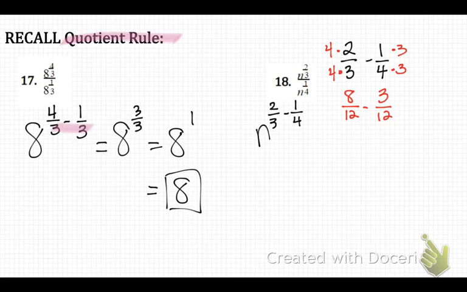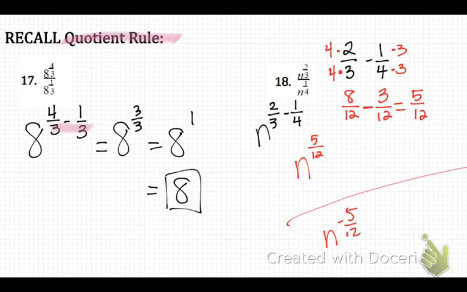Do you agree with that? Yes. What is 8/12 minus 3/12? Oh, it's minus. What do I get? 5. Good, 5/12. So that means my answer is going to be n to the positive 5/12. What if I had a negative for that? Can't do it. Why can't I do it? If I had n to the negative 5/12, this isn't the answer. Since I have this negative, that means I turn it into a fraction and make it positive like that. Is that okay?